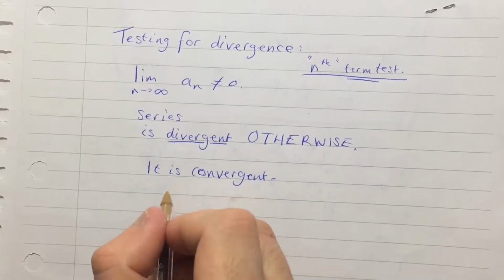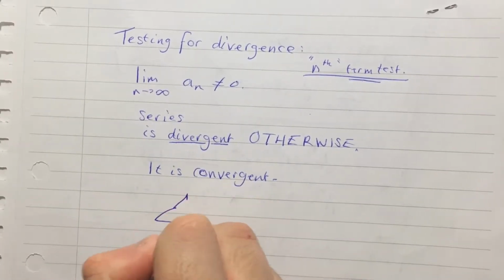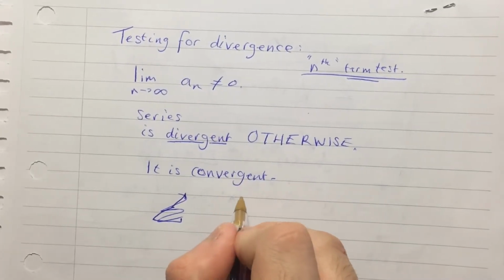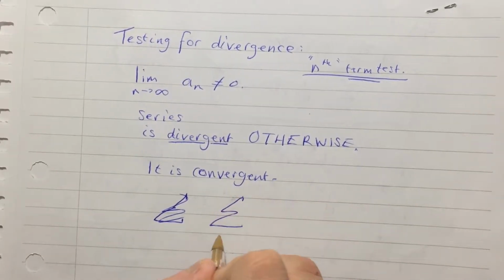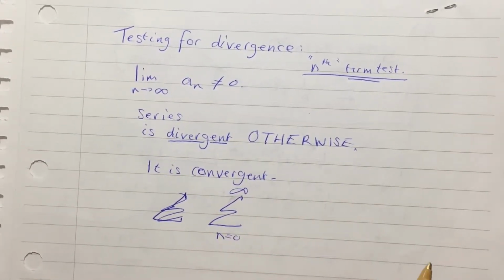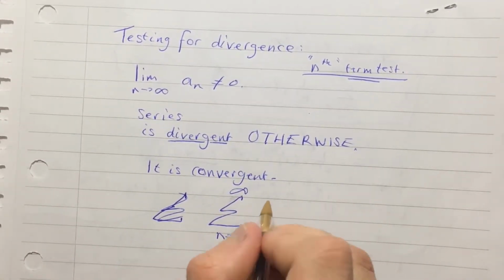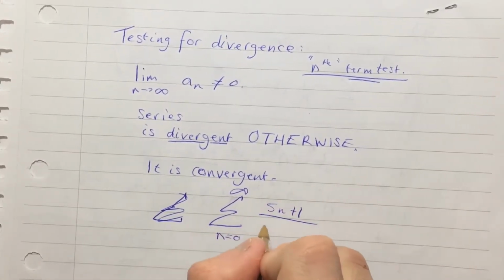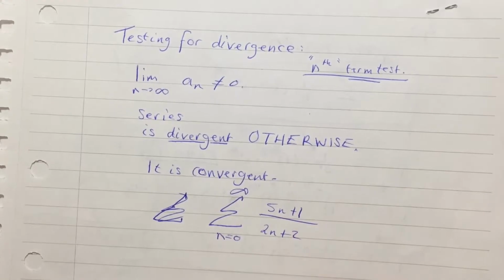yeah. So let's just say that we have a summation, sigma n equals 0 to infinity, and let's say we've got 5n plus 1 over 2n plus 2.